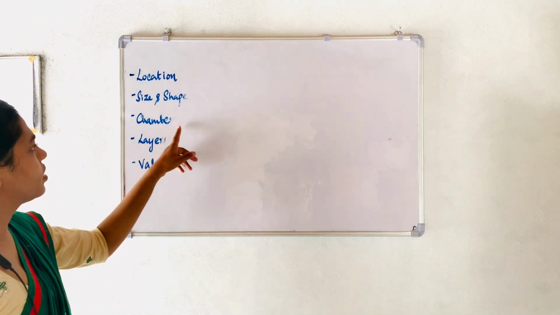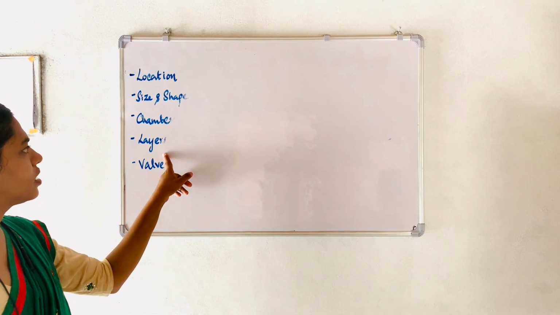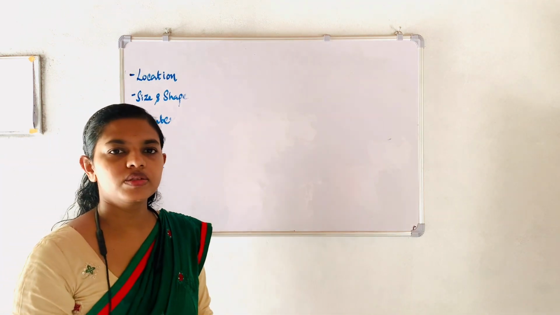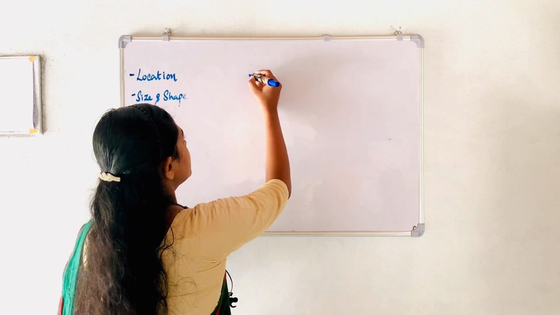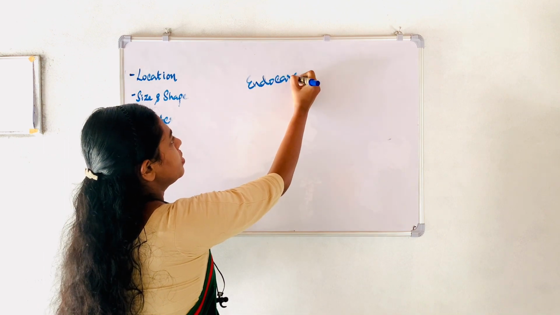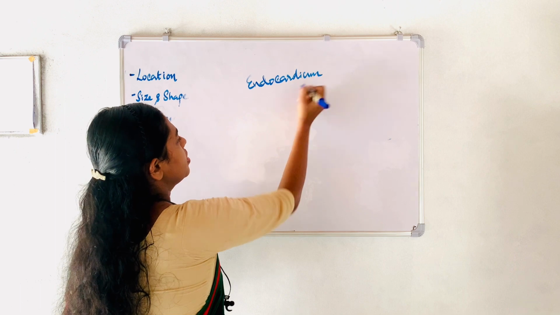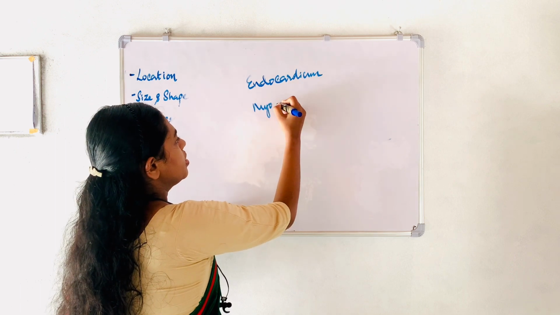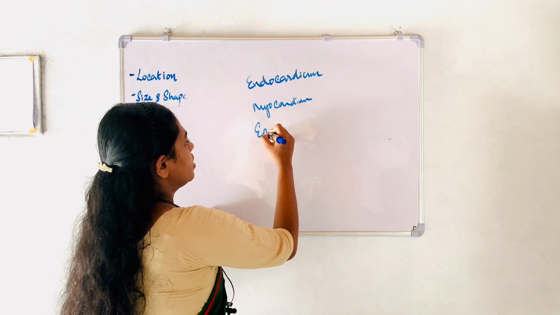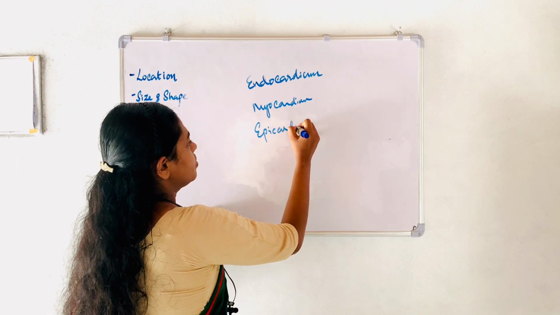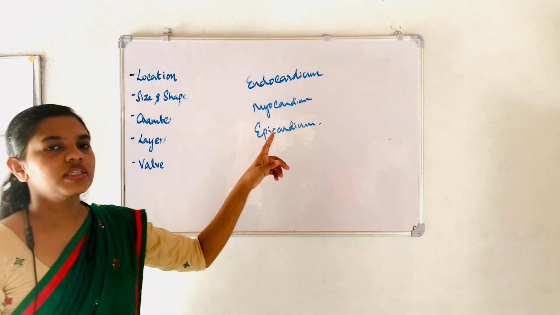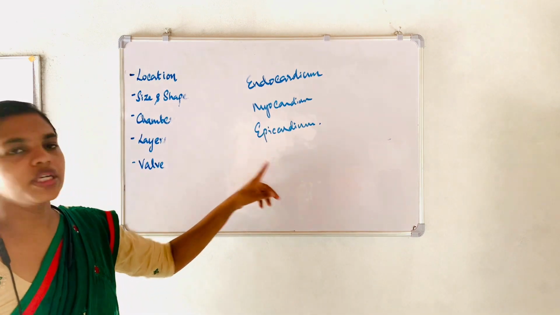So that is about the chambers. So let's learn about the layers of the heart. So what are the layers of the heart? Do you know what the layers are? That is endocardium, myocardium, and the epicardium. Okay, there are three layers of the heart, that are endocardium, myocardium, and epicardium.